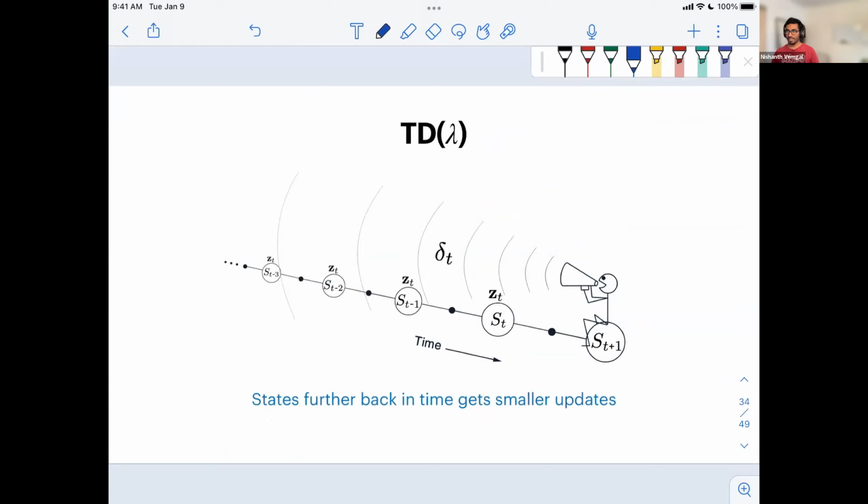What's happening in TD lambda is that we have an error at time step t, and we are shouting it back to all the states that we have seen in the past, but by discounting through a gamma lambda factor each time step. So the state that is one time step away from the current time step will get gamma lambda times delta as the update, and so on. It gets smaller and smaller TD error as the state is further back in time. So that's why we call this a backward view.